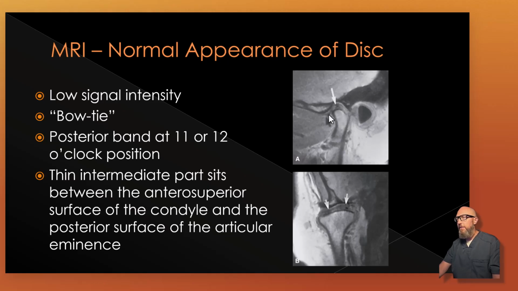But you can see soft tissues really well. See how you can see the fibers of this disc and that posterior band. Usually that posterior band is at the 11 or 12 o'clock position. And the intermediate part, which is the thin part of the band, sits between the anterior superior surface of the condyle and the posterior surface of the articular eminence. And so this is the patient closed, in health.